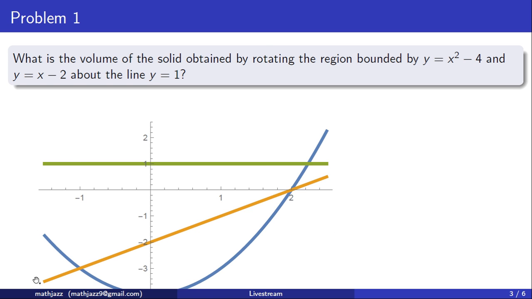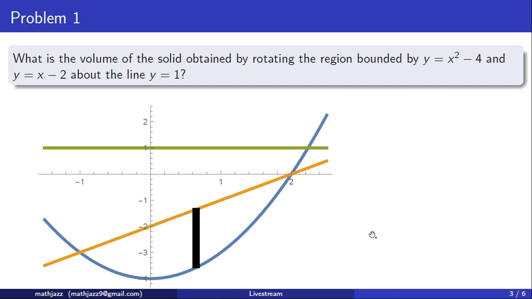We look at the graph of the region. This part of the graph is the region that's being rotated. This green line represents the axis of rotation. So I'm going to draw a representative rectangle, the rectangle that will be rotated to form the washer that we will use to set up our washer method.